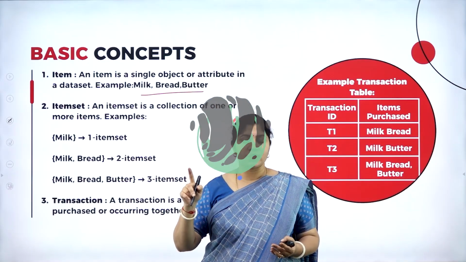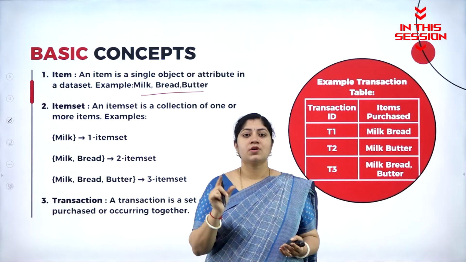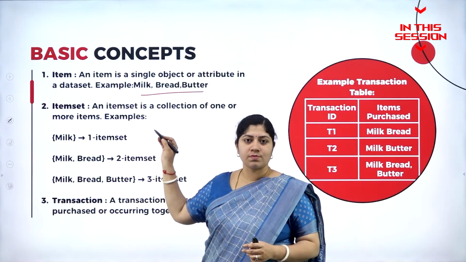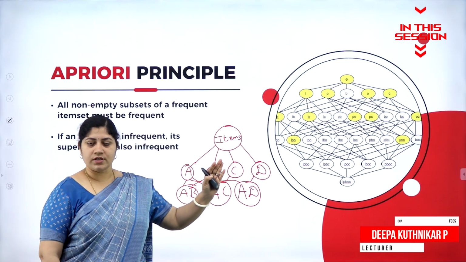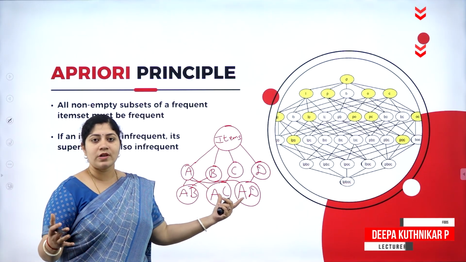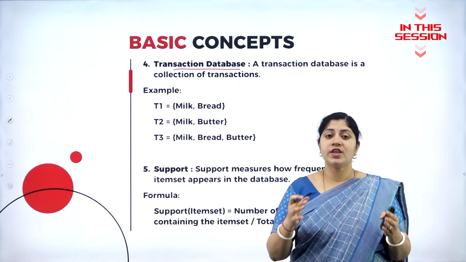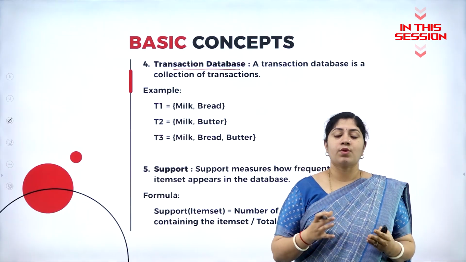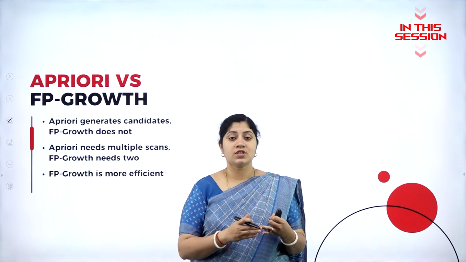Any single object, or anything combined along with that, is called an item set. If an item or an item set is infrequent, then the subsets formed from it will be infrequent. Transaction database, as the name itself says, we keep a database of the transaction items. Apriori needs multiple scans, but FP growth takes just 2 scans.